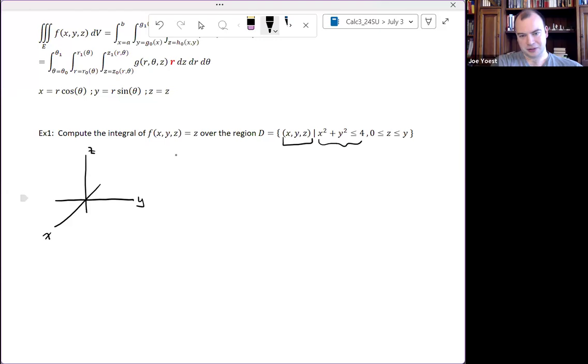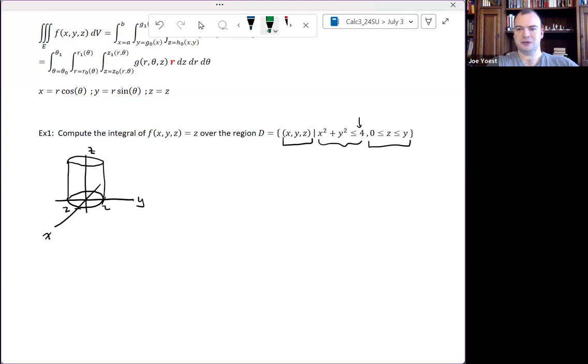This is a cylinder of radius 2. I think I might have said radius 4 just a minute ago. I should have said radius 2. And of course, this cylinder extends up and down as far as we want, but we're only going to draw a part of it because that's what we're interested in here.